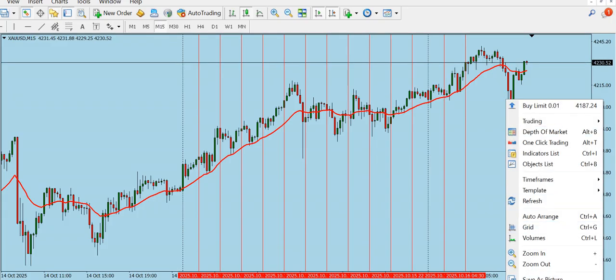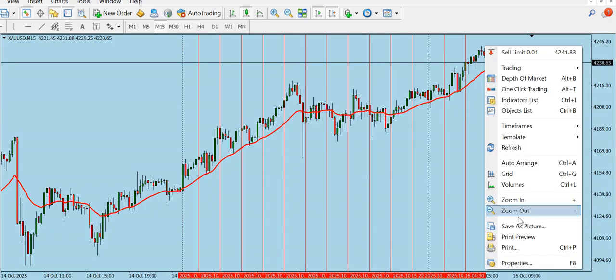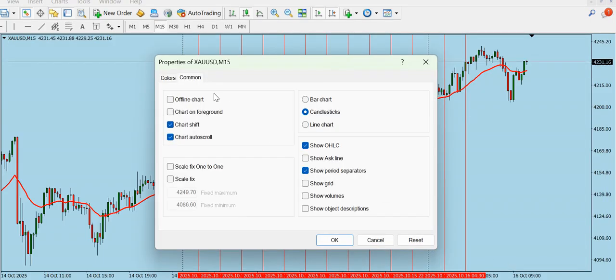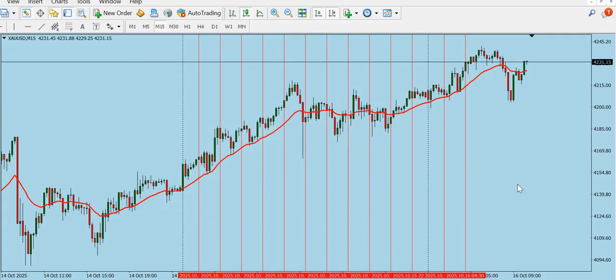You can do that by going to properties. Go to properties, go to common on your MT5, then click show period separators for this dotted separation line. So apart from the dotted separation line that you will have activated in the properties, you need to put the vertical lines to separate the chart into 2.5 hours sections.